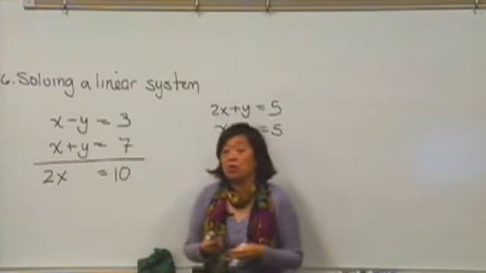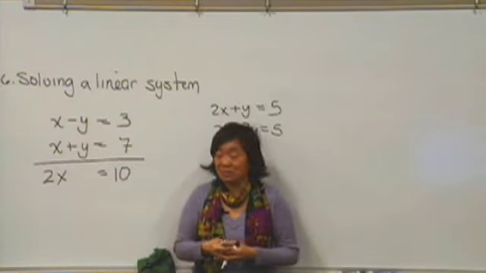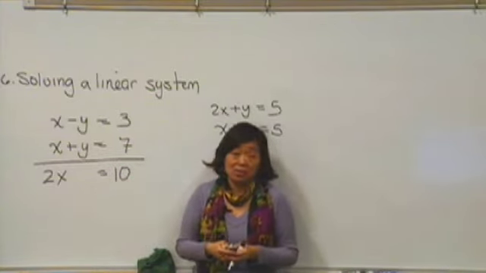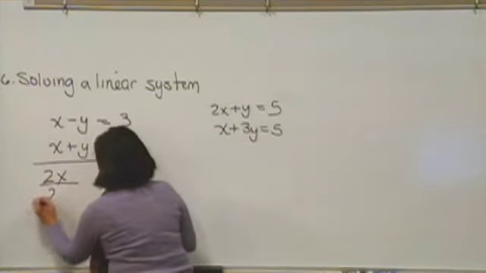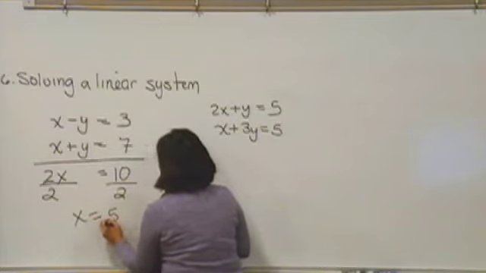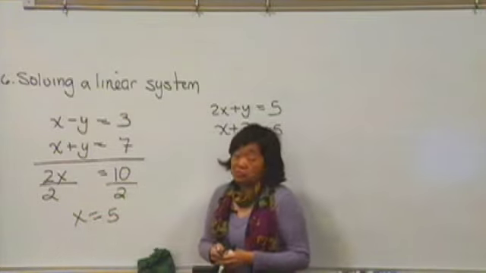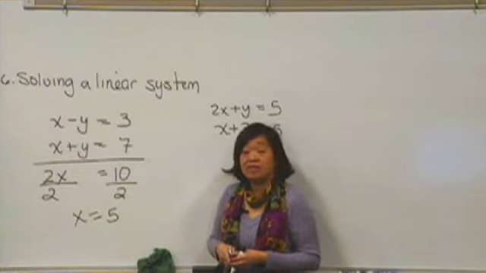So remember, our goal is to be able to add the equations together and get one of the variables to be eliminated, which we just did. Why is that a good thing? Because now we can go ahead and solve for this variable. We'll divide both sides by 2, and so now we know that x is equal to 5. Remember that for a solution, you have to solve for both variables. So now that we know that x is 5, we're going to find out what y is.